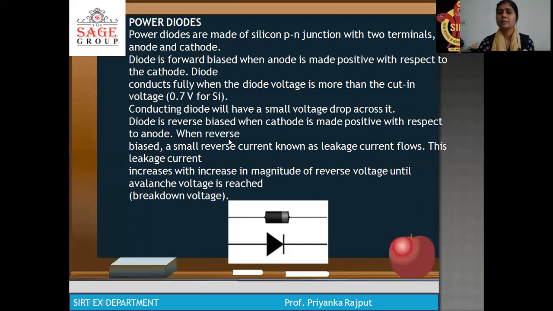A diode is reverse biased when the cathode is made positive with respect to the anode. When reverse biased, a small reverse current known as leakage current flows. This leakage current increases with an increase in the magnitude of reverse voltage until the avalanche voltage is reached. It is called the breakdown voltage. Whenever you see a physical diode component, you can see a thin white layer on it. This white layer is the negative side and its opposite side is the positive.